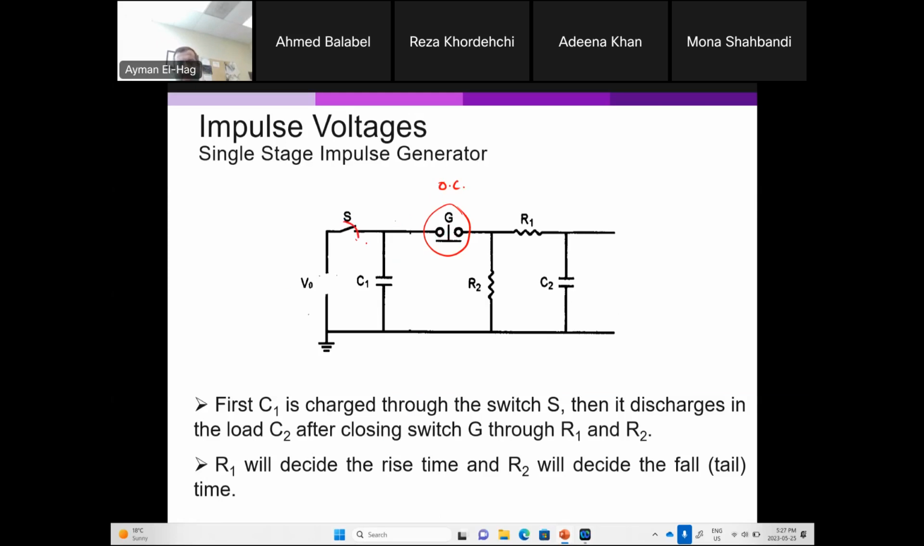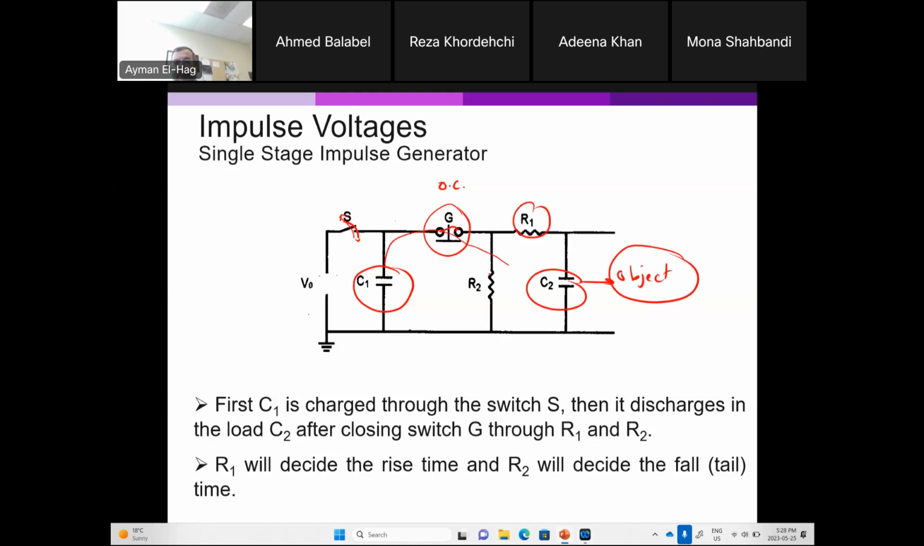You close the switch, you charge this capacitor C1. Okay, and then once this is fully charged, you trigger this air gap to have an arc. If it has an arc, it closes the switch. When this closes, whatever you have here, the charge on the capacitor, will be discharged through C2. C2 is your object, the object that you are trying to test.